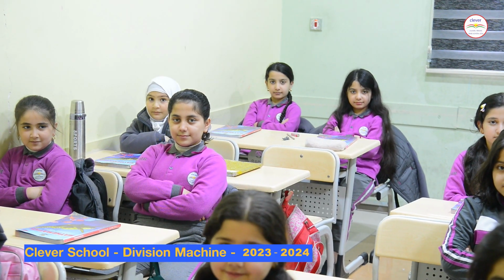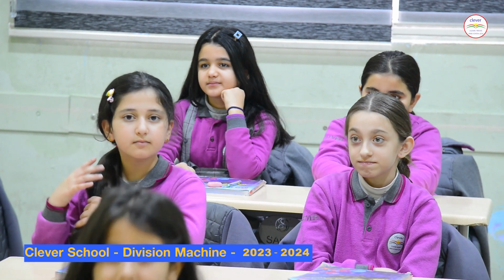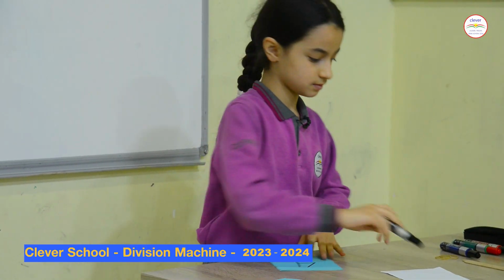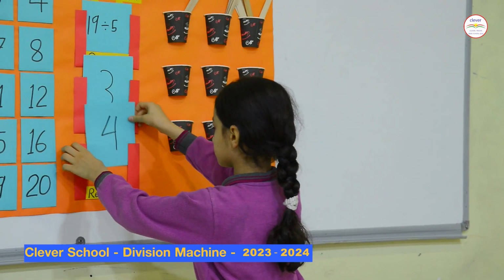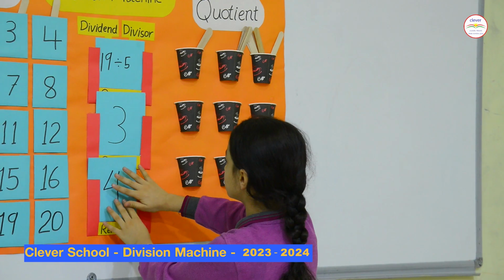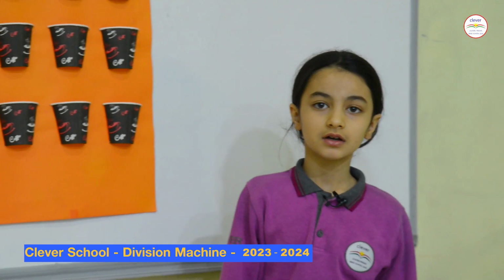So the remainder is 1, 2, 3, 4. So the remainder is 4.